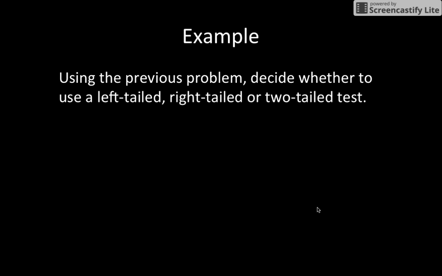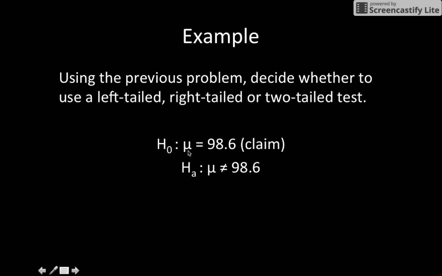So using the previous problem, decide whether to use a left-tailed, right-tailed, or two-tailed test. Your claim is your null hypothesis is equal to 98.6, and your alternative hypothesis is not equal to 98.6. So since we are using not equal to, it is going to be a two-tailed test.